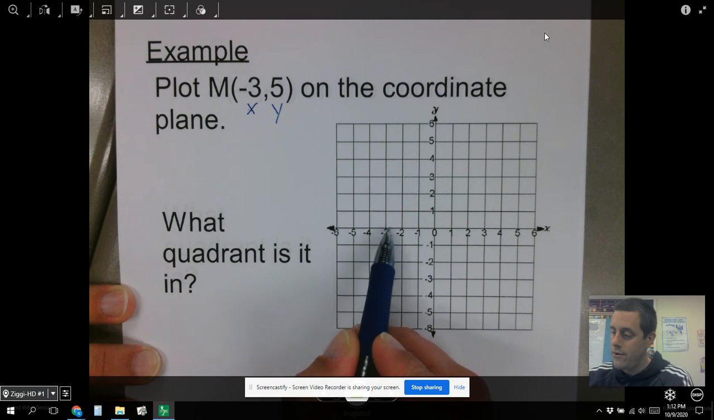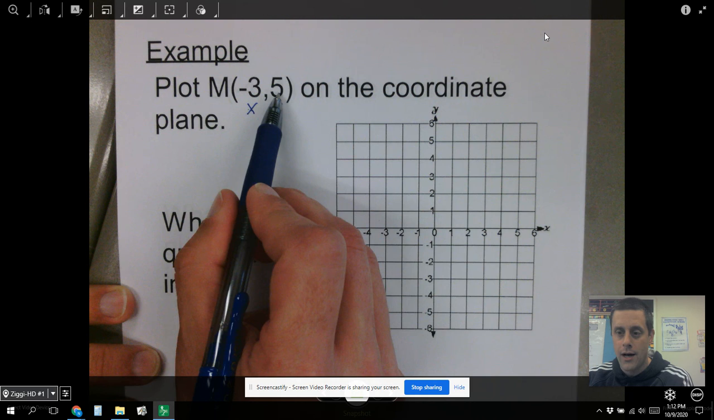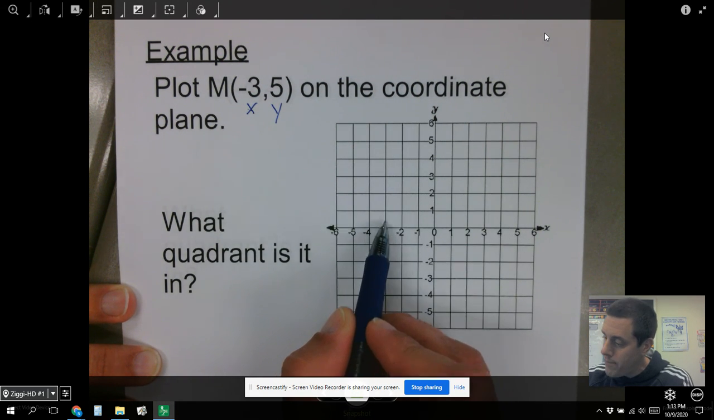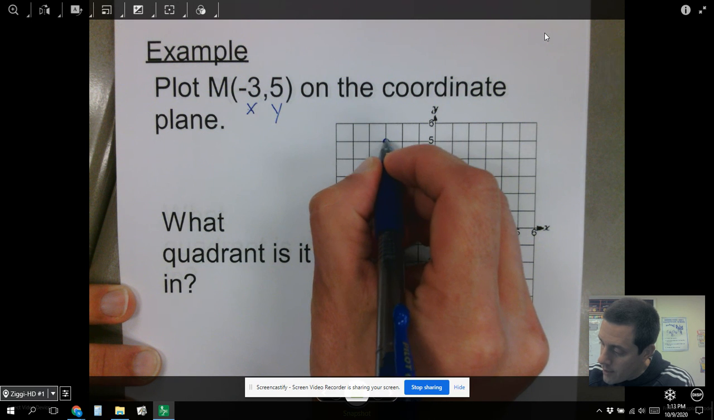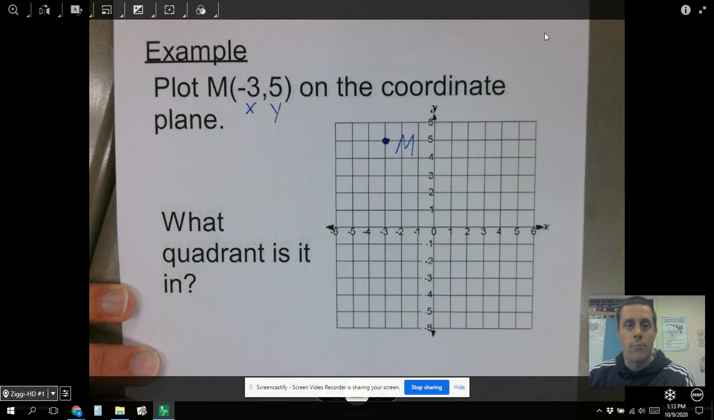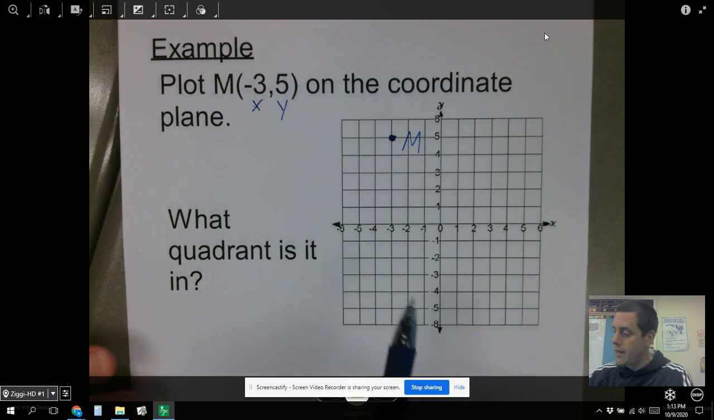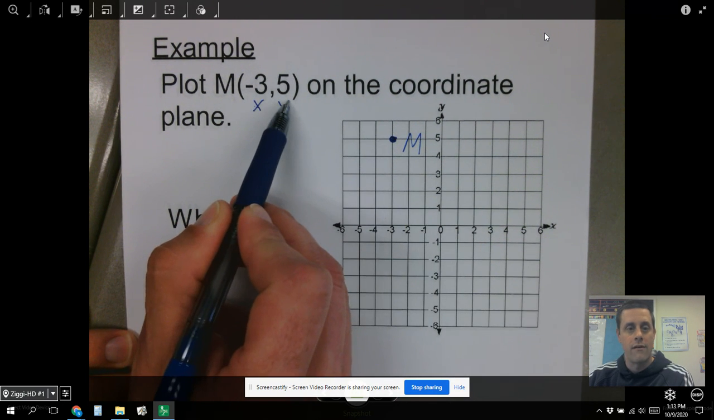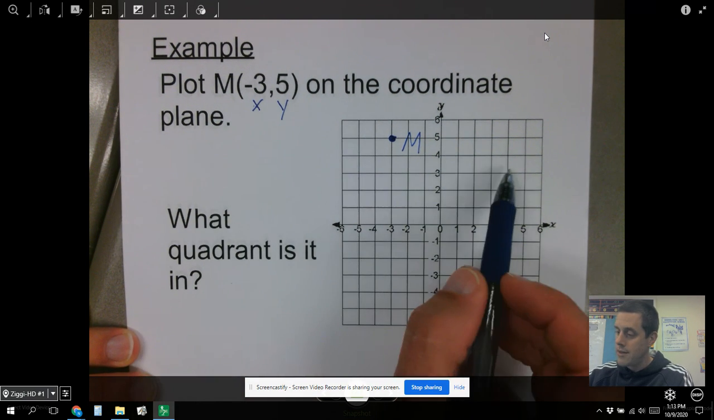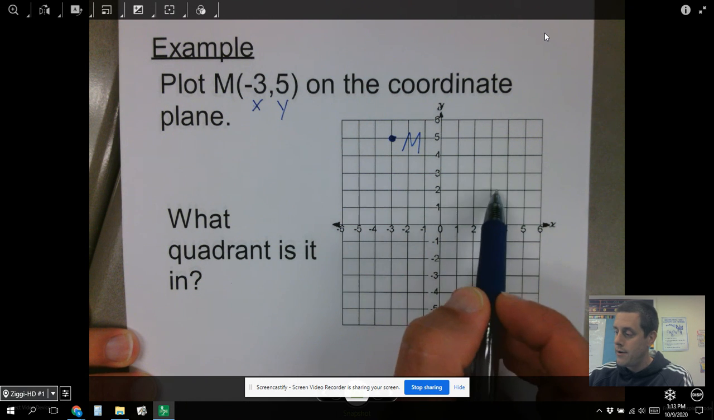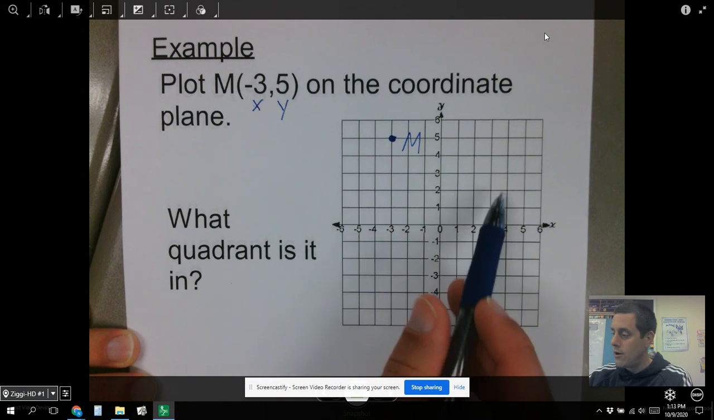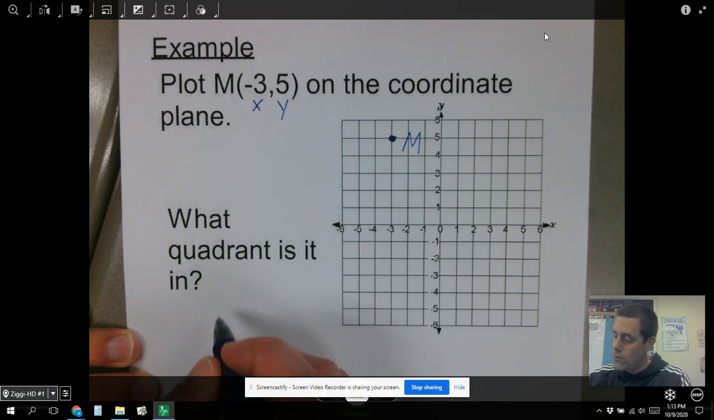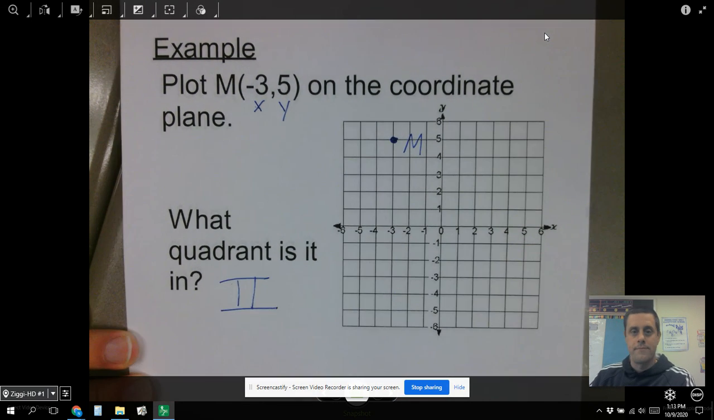Now the y value is a positive 5. Positive is up on the y-axis. So we're now going to move up 5, plot our point, and we can label it point M. So there is the location of point M from the origin, 3 to the left, and up 5, -3, 5. What quadrant is this in? If you remember, this is quadrant 1 up here in the top right-hand corner where all values are positive. Quadrant 2 is the top left, so M landed in quadrant 2.